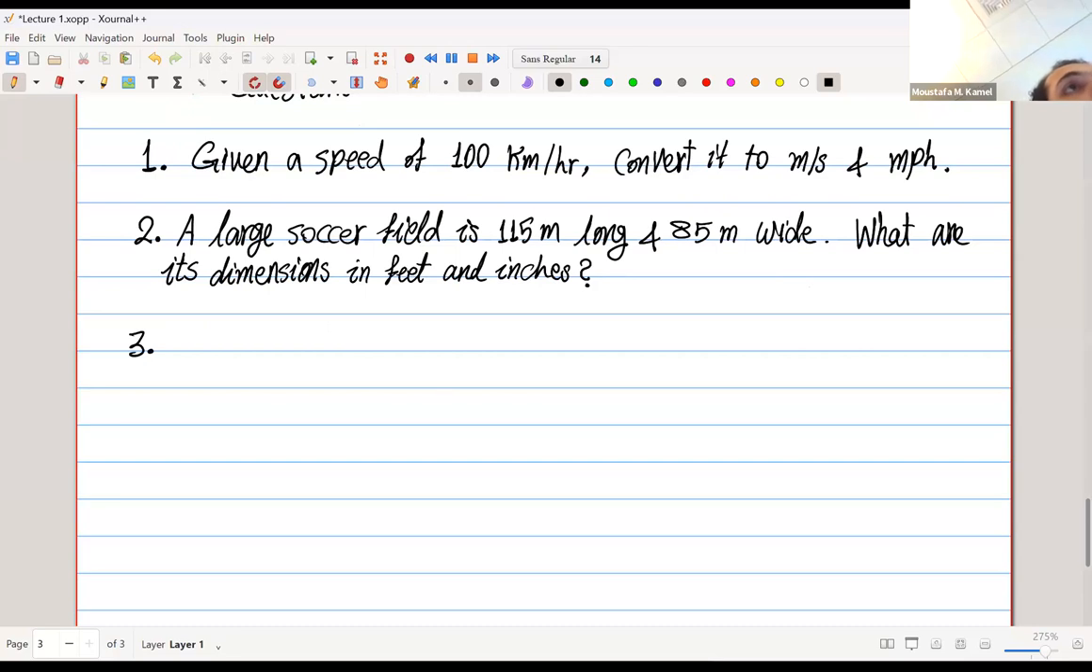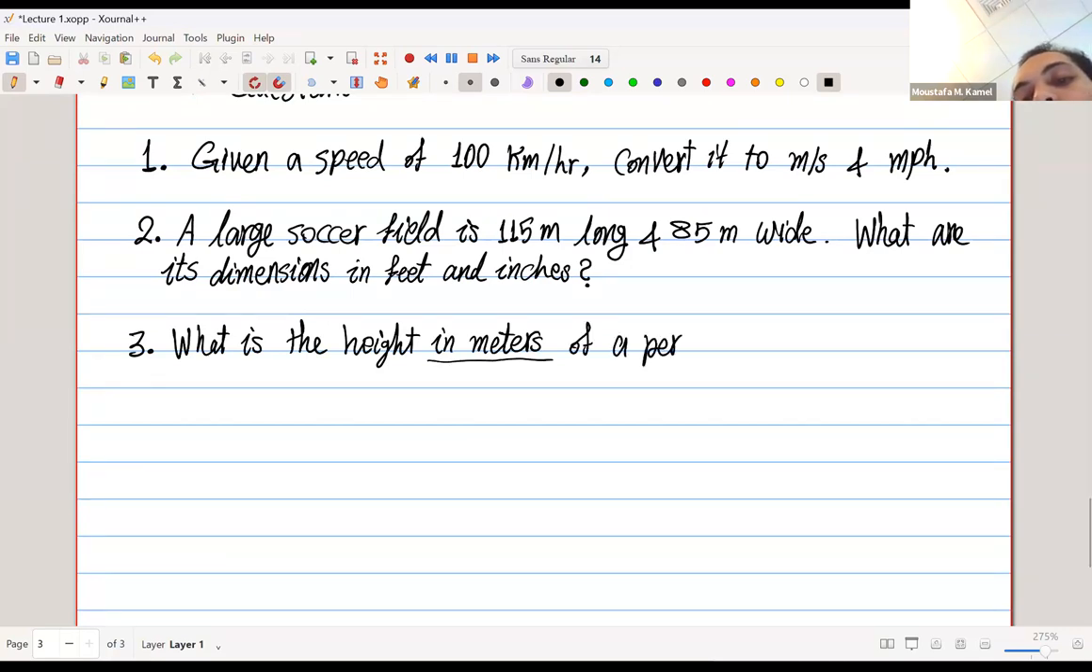Then the third question and the final question is, what is the height in meters of a person who is 6 feet 1 inch tall?